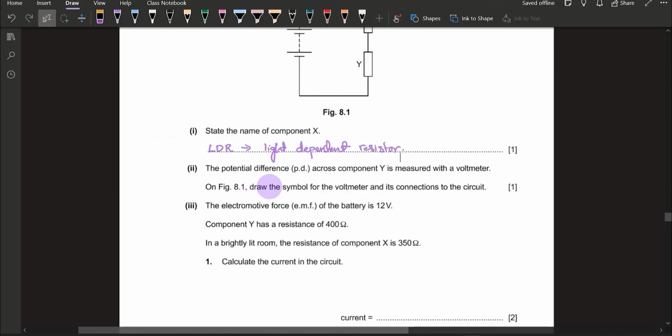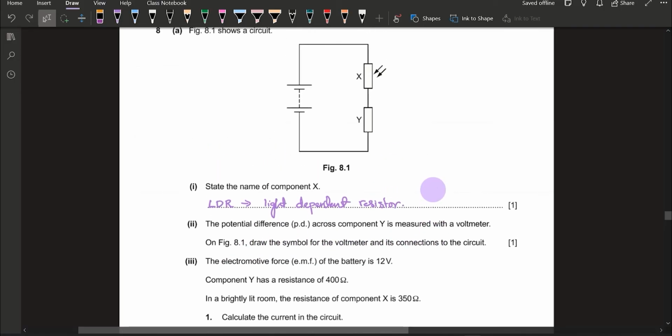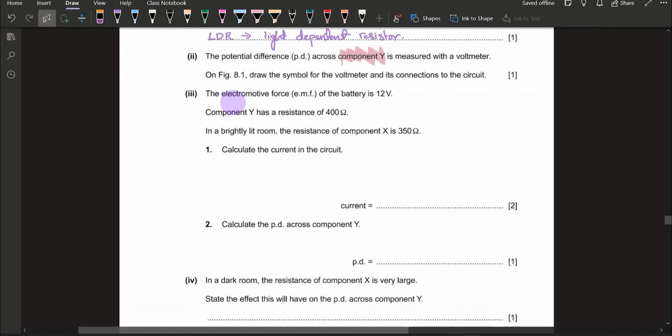On figure 8.1, draw the symbol of the voltmeter and its connections to the circuit. So this is across component Y. So we're just going to draw a voltmeter here with 2 wires connected. It's going to be like this, and our voltmeter is completed. Part 3 says the electromotive force of the battery is 12 volts.